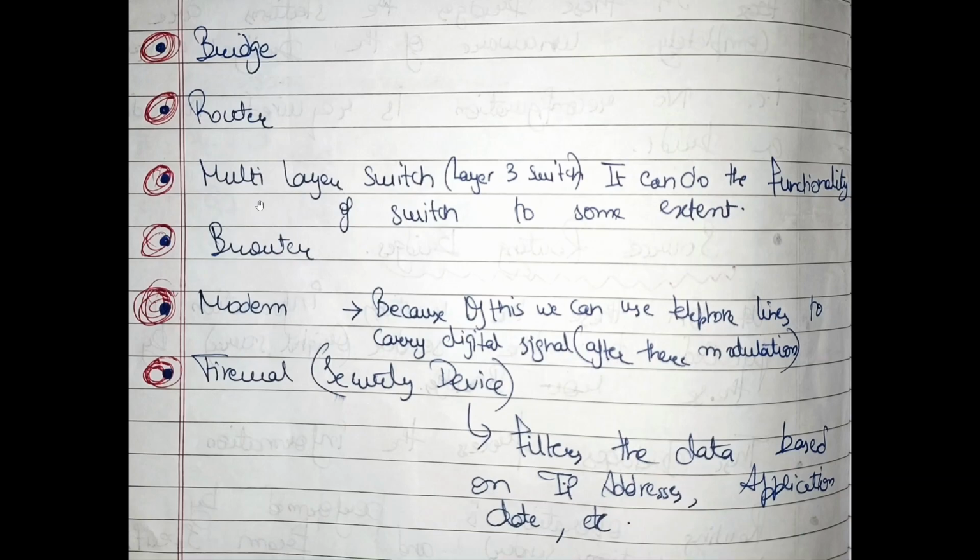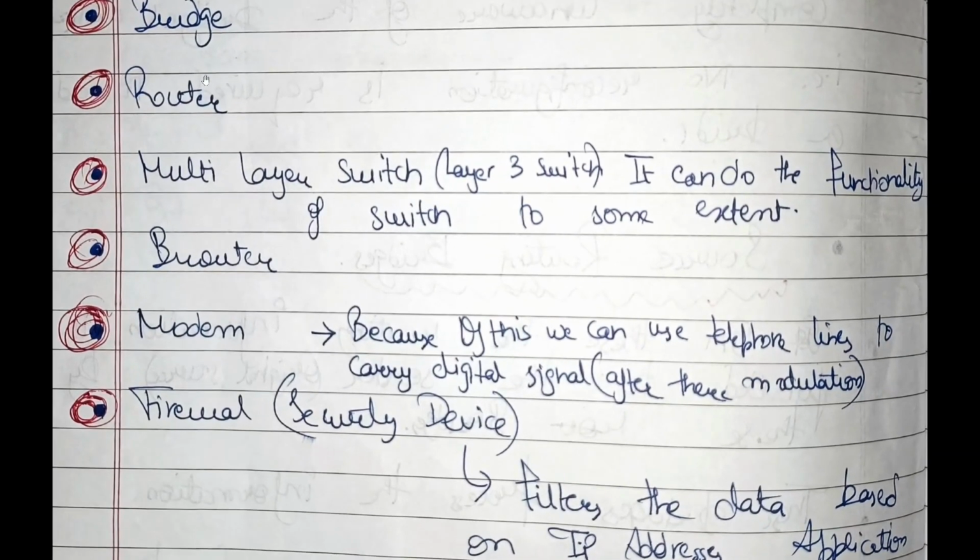Now look, a switch is basically a layer 2 device. That is, it works on MAC address. However, it's written over here that this is a layer 3 device. So this multi-layer switch can do the functionality of a switch to some extent. That is, it is actually a layer 3 device, it works on IP address, but it can also do the functionality of an actual switch to some extent. Now there is a brouter, that is bridge plus router. So it will have the functionality of a bridge as well as a router.